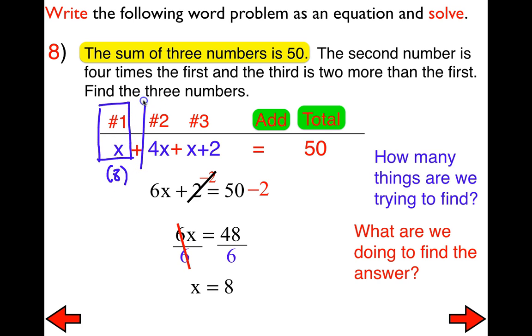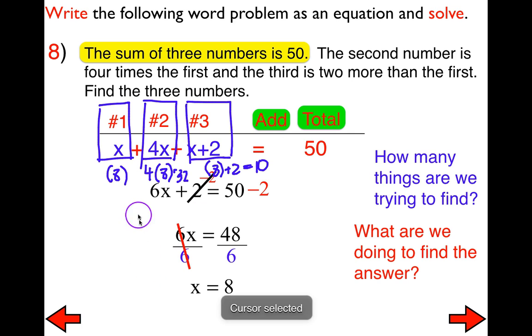The second piece is 4x. So I'm going to go ahead and plug that in. 4 times x, which is 8. So that's going to be 32. It's going to be a tight fit there. And then number 3 is x plus 2. So I'm going to go ahead and plug in 8 for x. Add 2. That's going to give me 10. So my 3 numbers would be 8, 32, and 10.